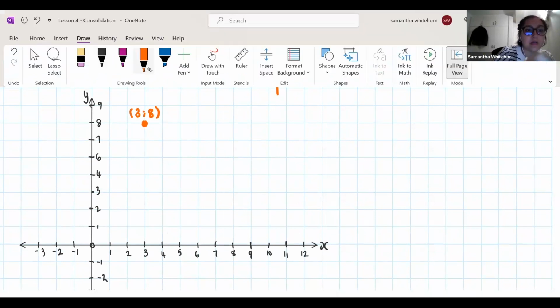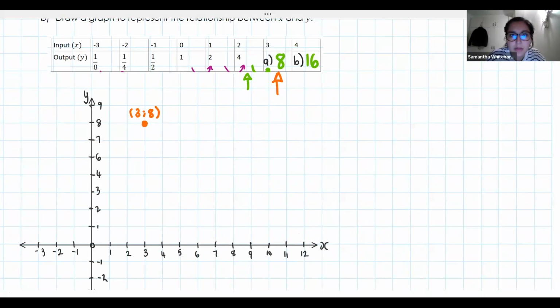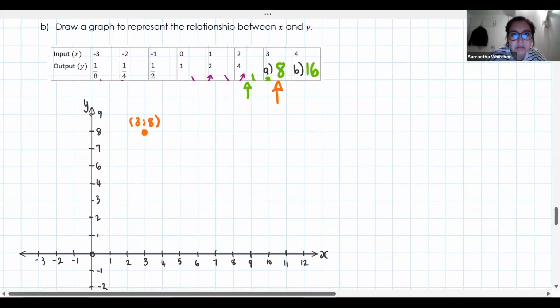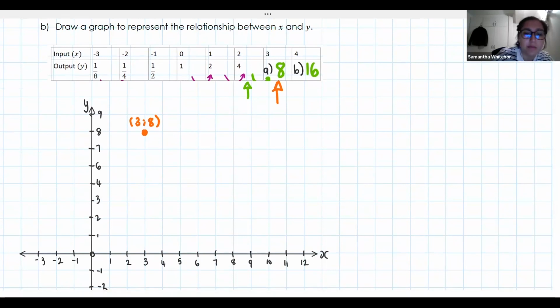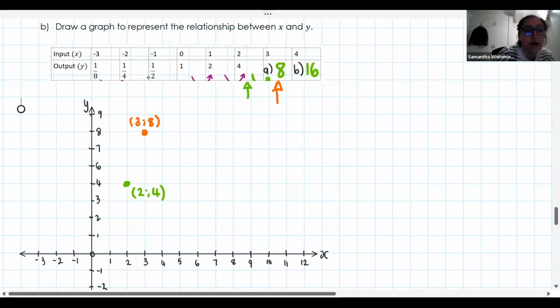If I now move to my next coordinate, let's pick another color, and I move here to 2, 4. That's 2 on my x-axis. I can't plot a point, apparently. 2, 4. There it is. Next one is going to be 1, 2. There it is. Next one is going to be 0, 1.